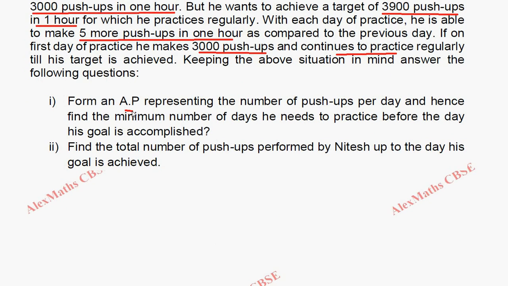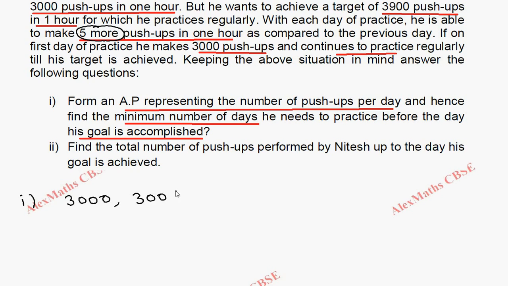Now the first subdivision, we have to form an AP representing the number of push-ups per day, and we have to find the minimum number of days he needs to practice before the day his goal is accomplished. So first day, he is making 3000 push-ups in 1 hour. The second day, he is making 5 more push-ups, so in the second day it is 3005. Then the third day, it is 3010. And it keeps going like this. And when his goal is achieved, in 1 hour he makes 3900. So they are asking the minimum number of days he needed. You have to find the value of n from this.